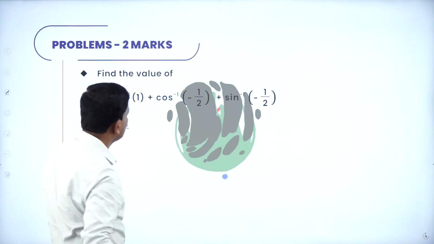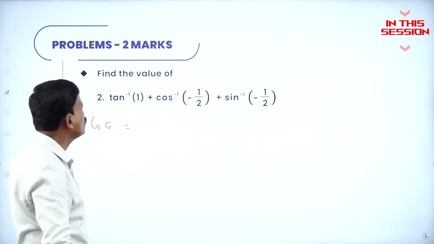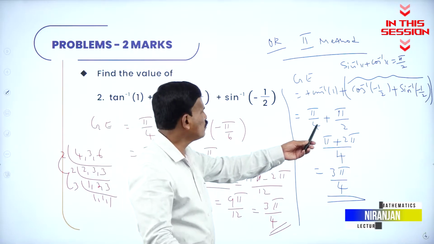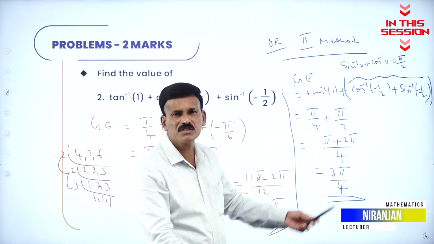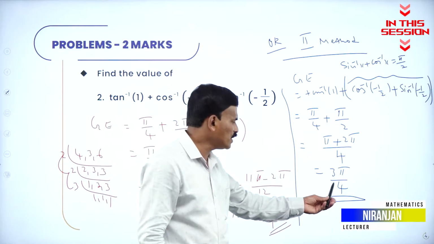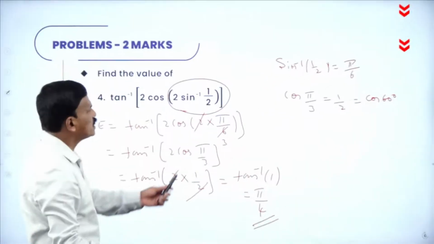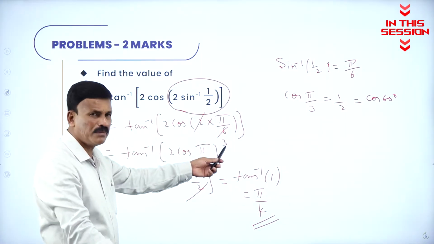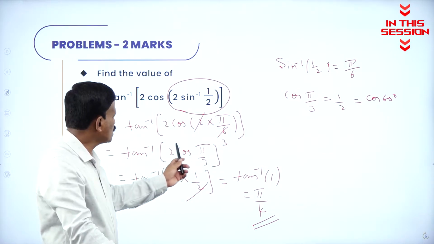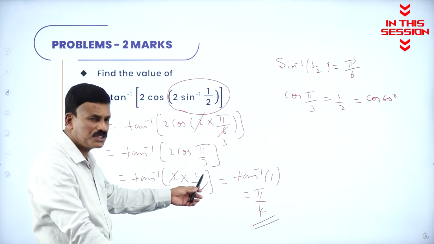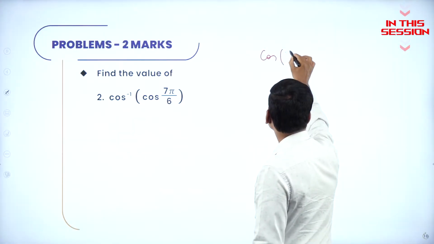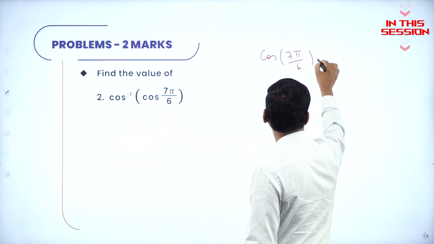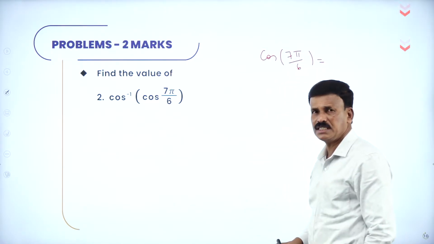Tan inverse 1 plus cos inverse of minus 1 by 2. Pi by 4 is 45 degree plus 90 degree. 45 plus 90 is 135 degree. 135 degree can be written as 3 pi by 4. Sine inverse of 1 by 2 is equal to pi by 6. The 2 3s get cancelled. You will get 2 times cos pi by 3. Cos of 7 pi by 6. See, pi by 6 is 30.